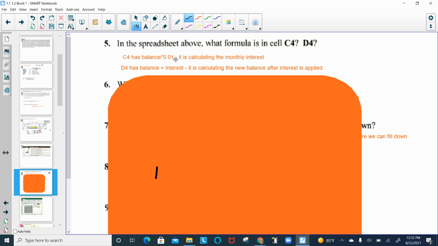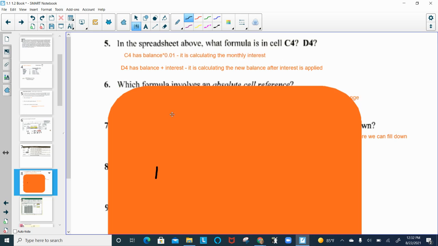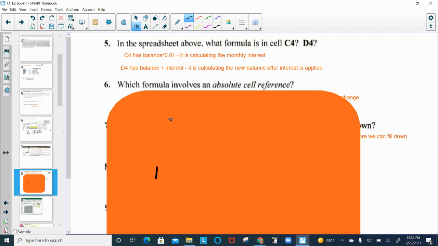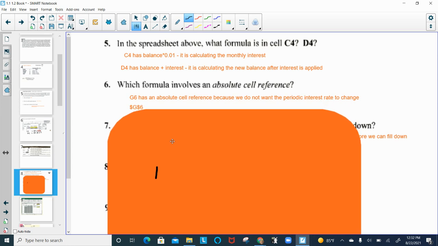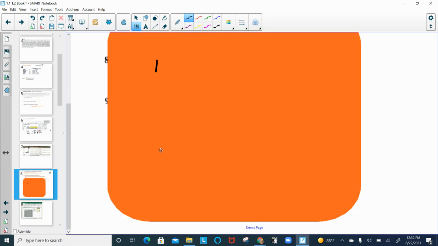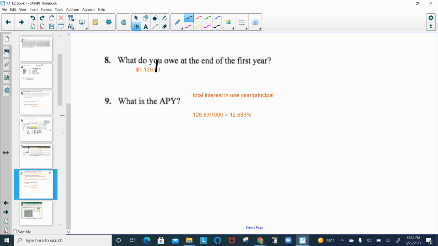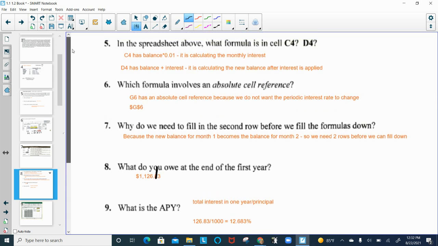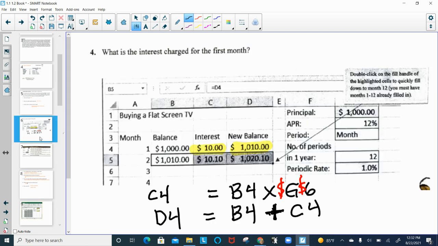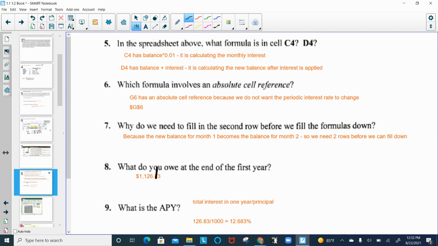All right, question 5. Oops, sorry, moving the wrong thing. So we talked about this. Which formula involves an absolute cell reference? And there's your absolute cell reference, with the G6, just like I showed you here with the 2 dollar signs. Hang on, my computer is just very slow to respond for some reason.